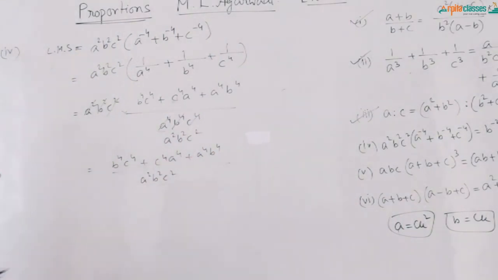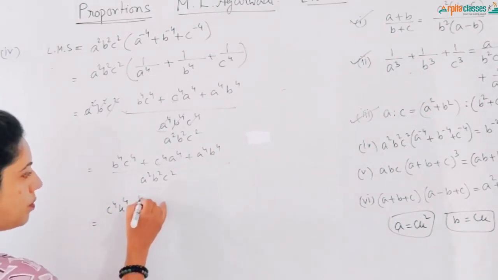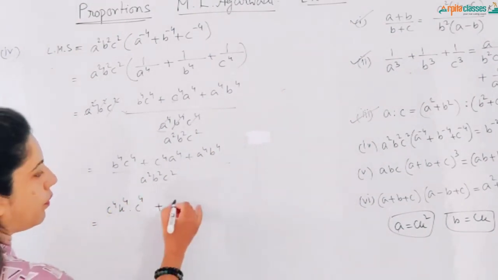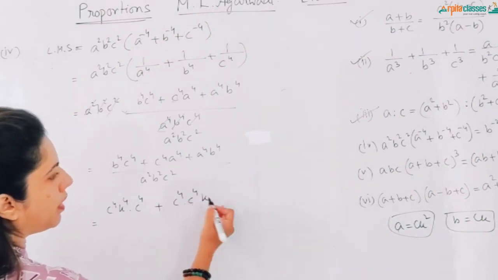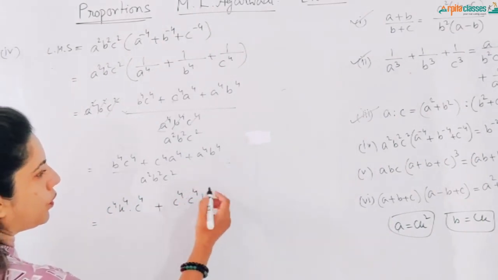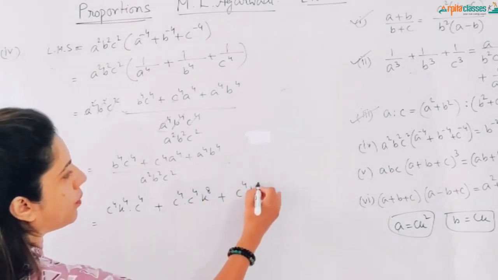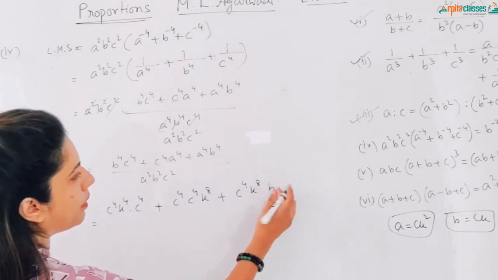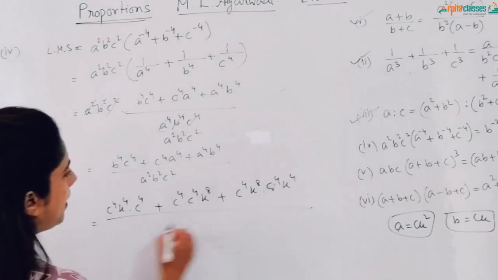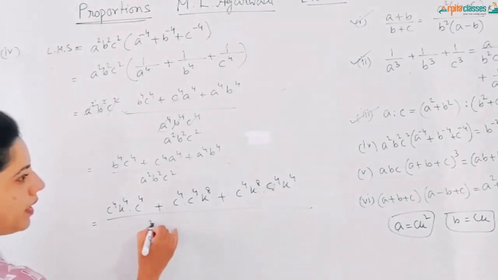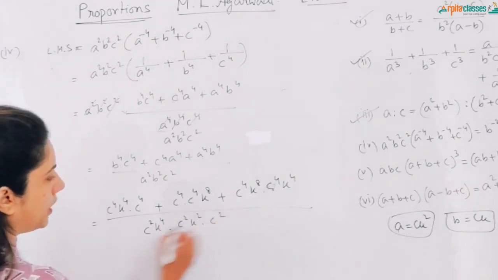Now let us put the values. B4 will be C to the power 4, K to the power 4 into C to the power 4 is there, plus C4 into A4 is C to the power 4, K to the power 8, plus A4 again C to the power 4, K to the power 8 into B4. B4 is C to the power 4, K to the power 4, divided by A square. A square is C square, K to the power 4. B square is C square, K square into C square.